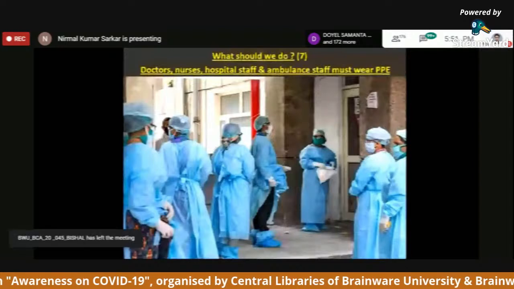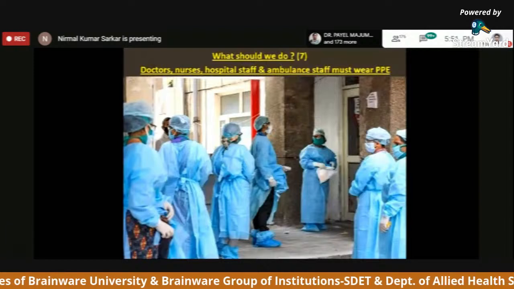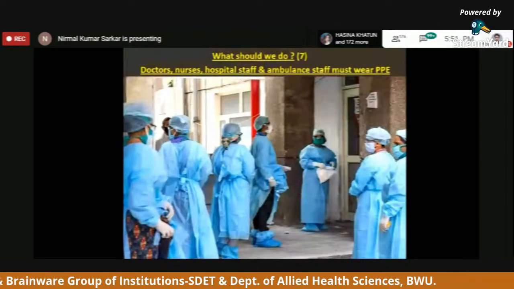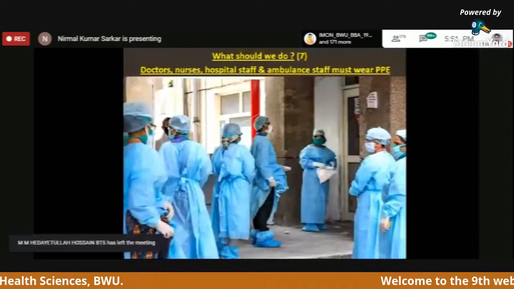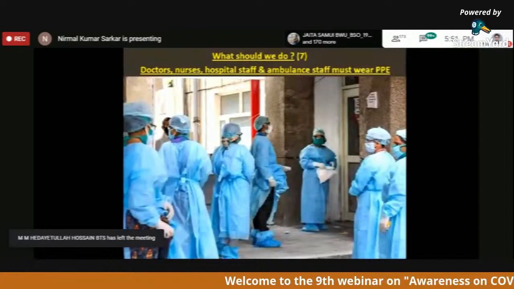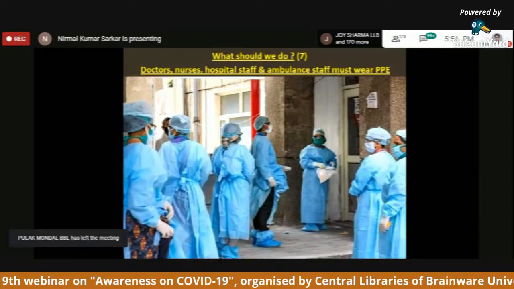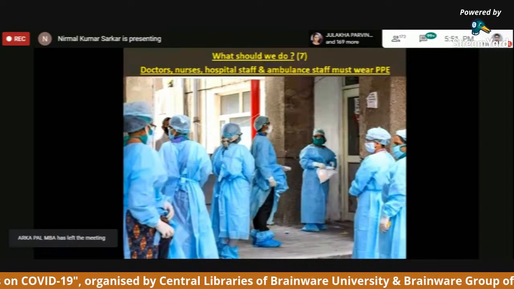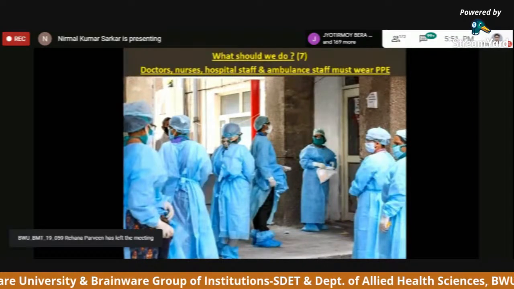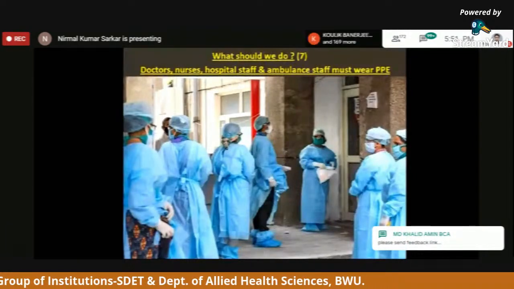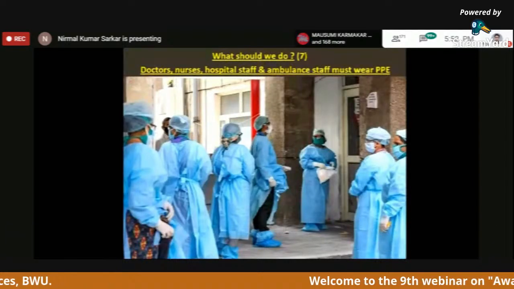And it is known that doctors, nurses, hospital staff, ambulance staff must wear PPE. It is known, but it should be noted that such PPE after use should not be discarded in places where other people may come in contact with those left out PPE. Such news sometimes, not frequently, but sometimes comes out in newspapers that used PPE has been found left on the sides of streets or even in some renowned hospitals of the state.